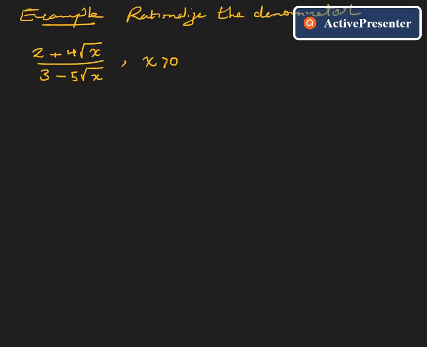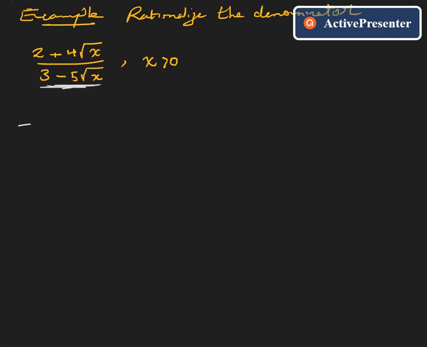Now let's take another example. 2 plus 4 square root of x over 3 minus 5 square root of x, provided that x is greater than 0. So x here and x here cannot be negative. How to rationalize? We use the conjugate of this one.